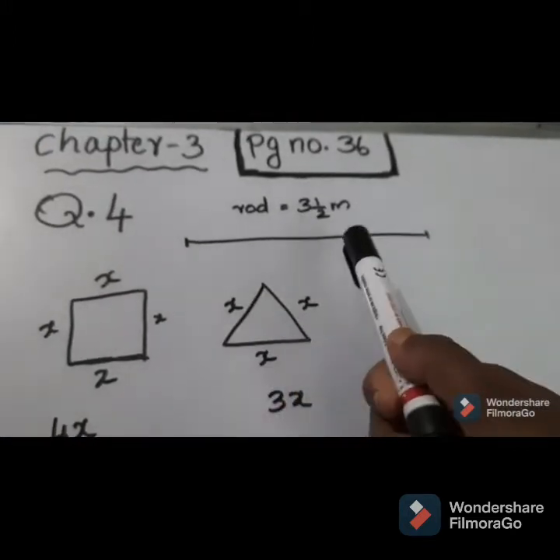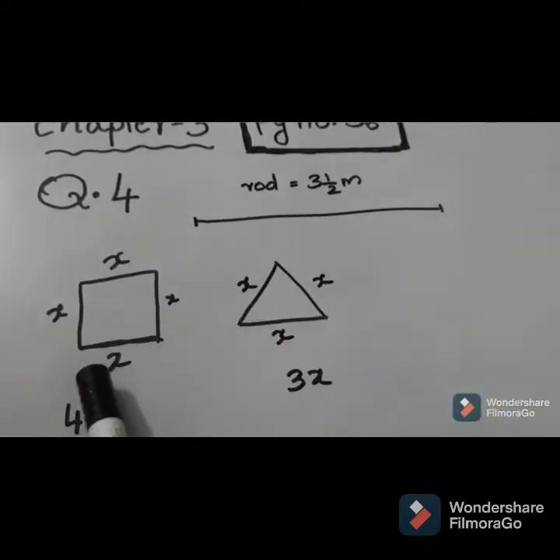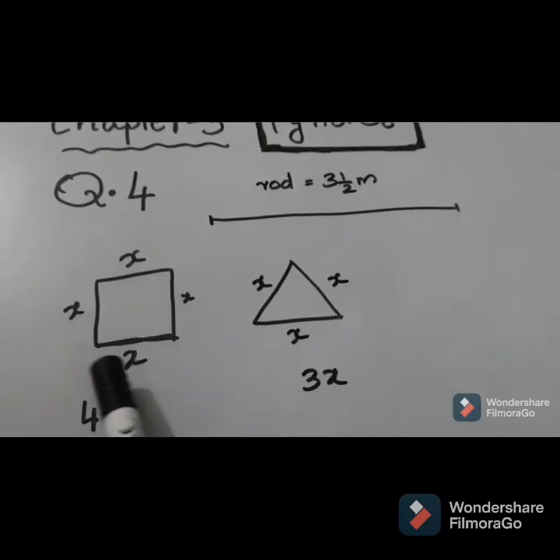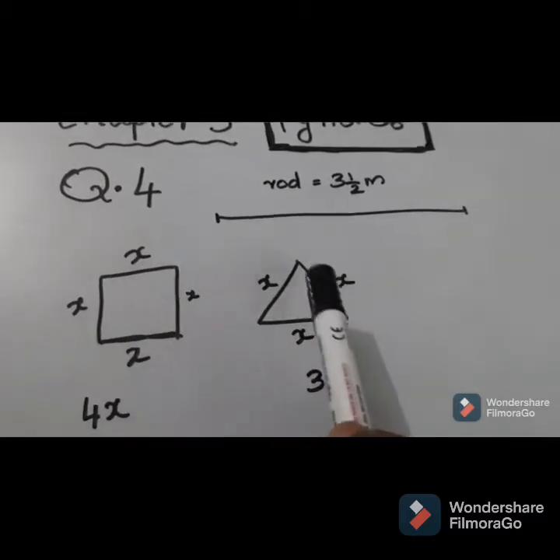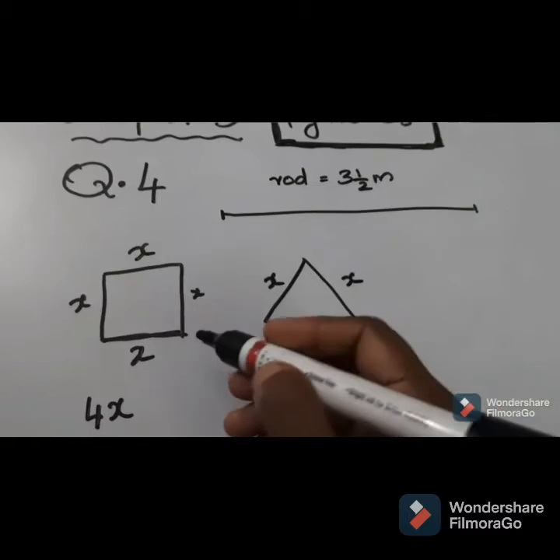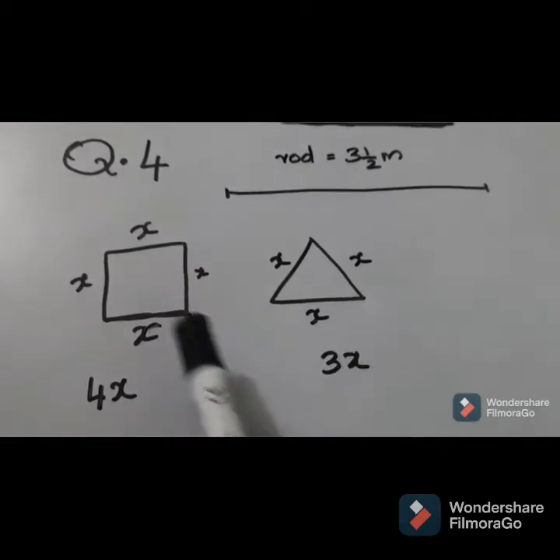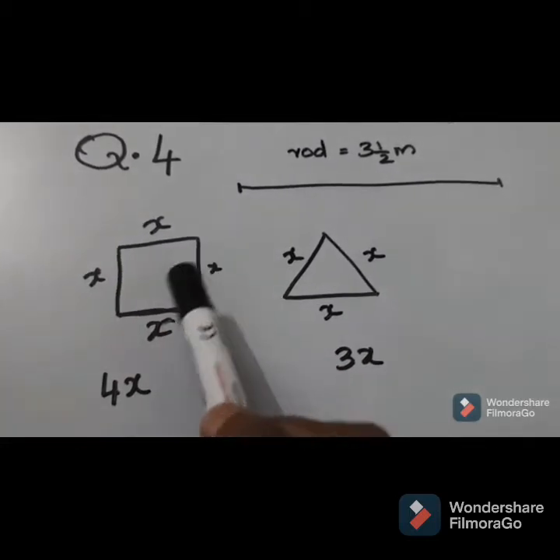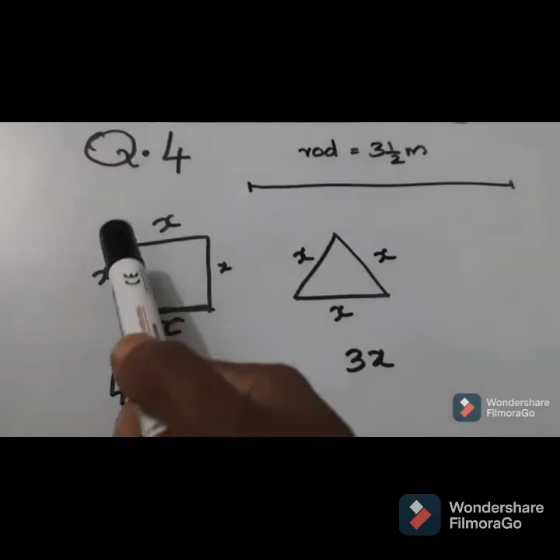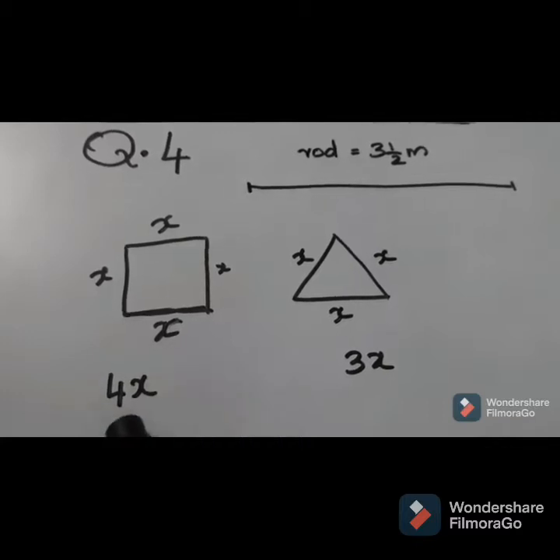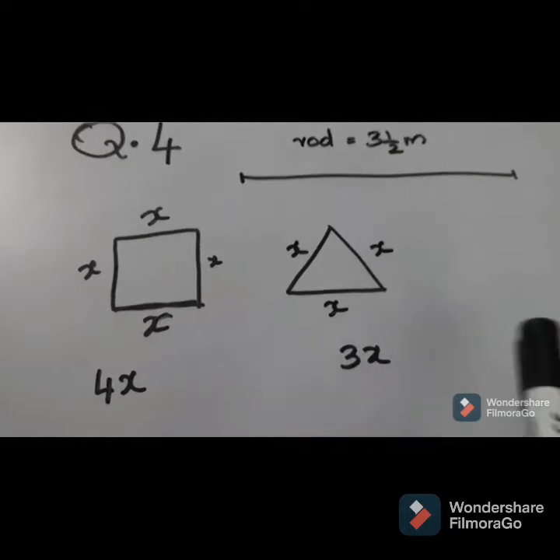See, the rod length is 3.5 meter. That is the same as the perimeter. Here, all the sides are equal in the square and also in the equilateral triangle. Now in the square, how many x are there? 1, 2, 3, 4. We can write 4x, or we know the perimeter of a square is 4 into side, that is 4x. Now in the equilateral triangle there are 3 equal sides, so we can say 3x.